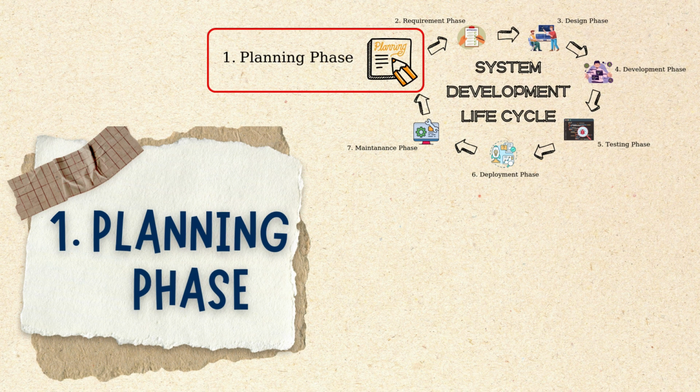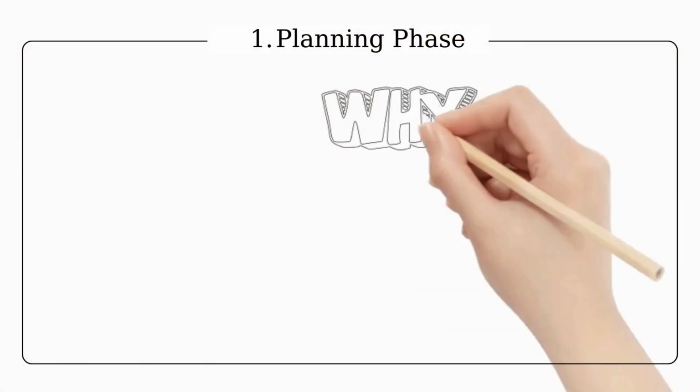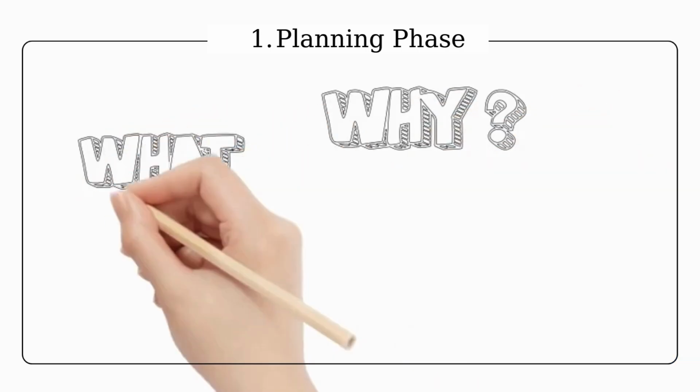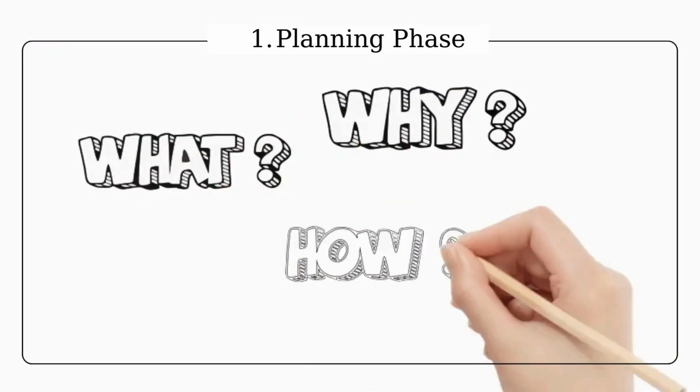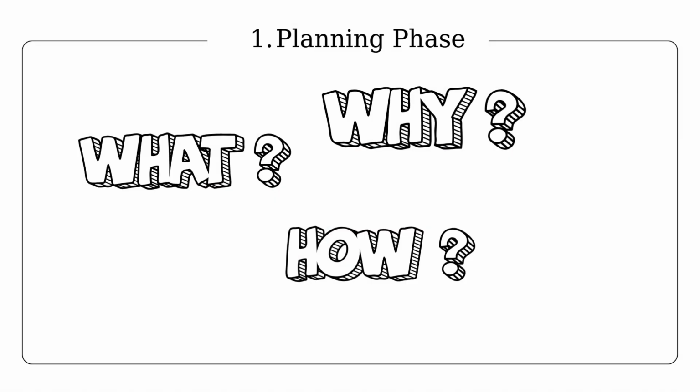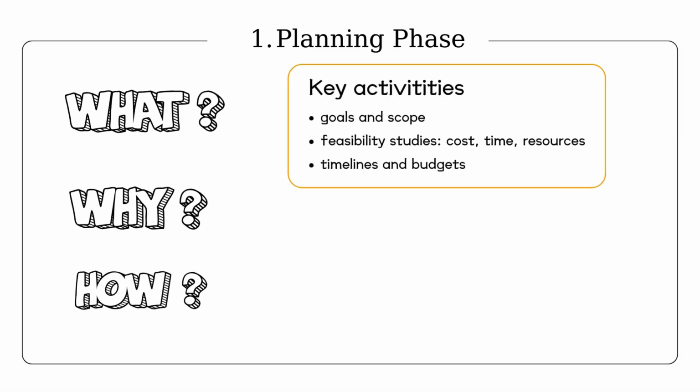First is the planning phase. Planning is like laying the foundation for a house. Without it, the entire project can crumble. This phase is all about figuring out what are we building, why, and how. Key activities here include identifying project goals and scope, conducting feasibility studies to see if the project is viable in terms of cost, time, and resources, and setting up timelines and budgets.